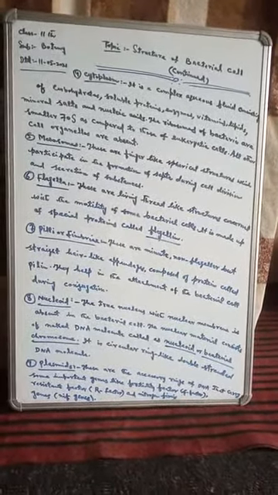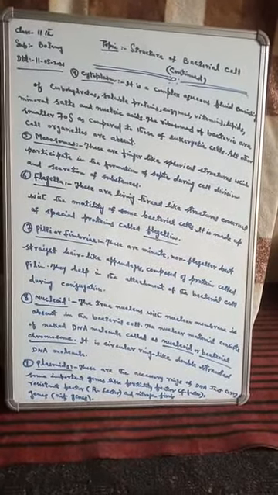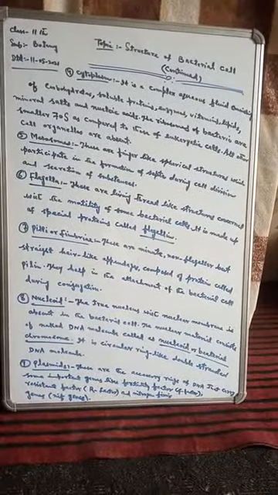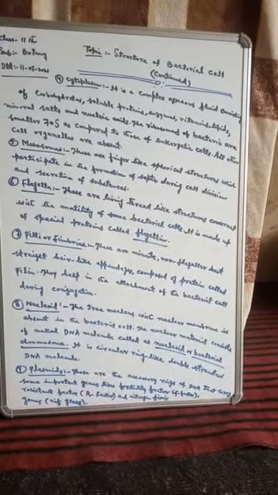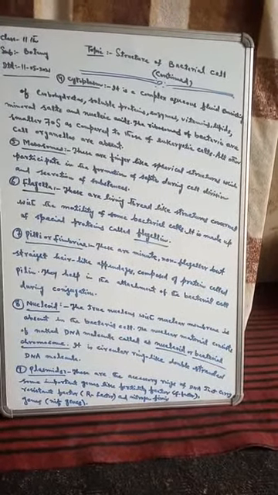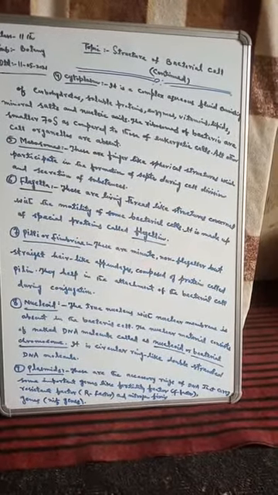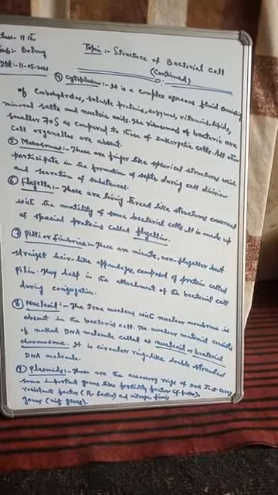Now the sixth region or part of the bacterial cell is the flagella. These flagella are living thread-like structures. These are the thread-like structures concerned with the motility of some bacterial cells. So you should remember here the flagella are living thread-like structures.